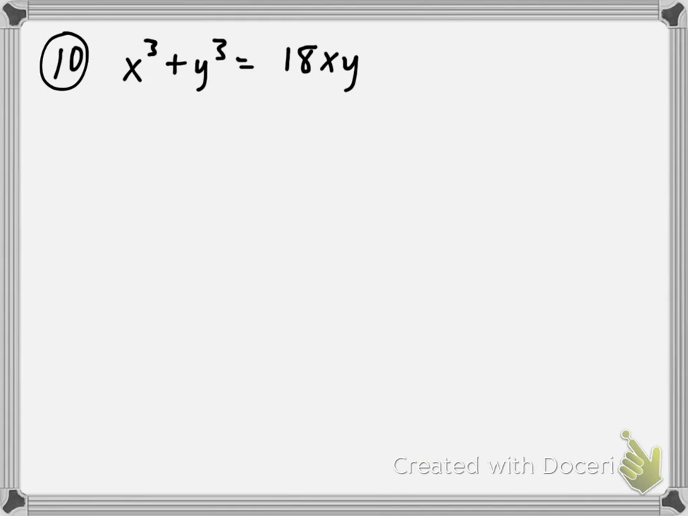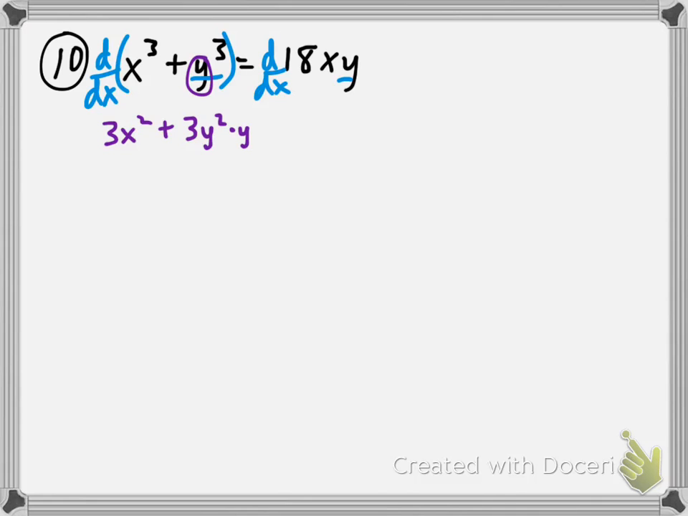Let's see if we can get number 10 in here before the end of this video. Same thing, going through the same steps. Again, our goal is to find dy/dx. We can see that y is not explicitly defined in terms of x, so we differentiate both sides with respect to x. The derivative of the left side is the derivative of x cubed, which is 3x squared, plus the derivative of y cubed with respect to x. That is not just x, so we have to use the chain rule: 3y squared times y prime.